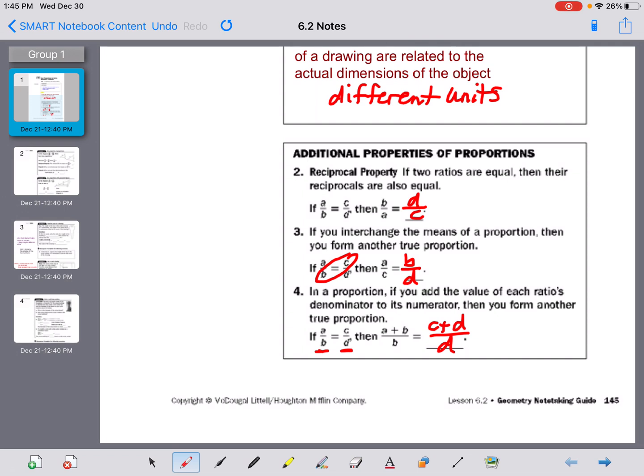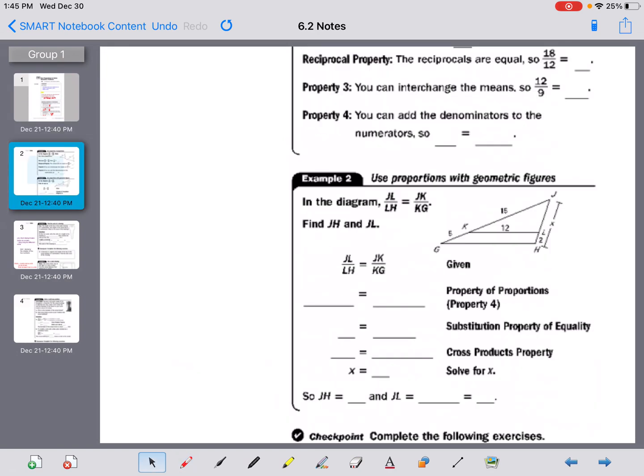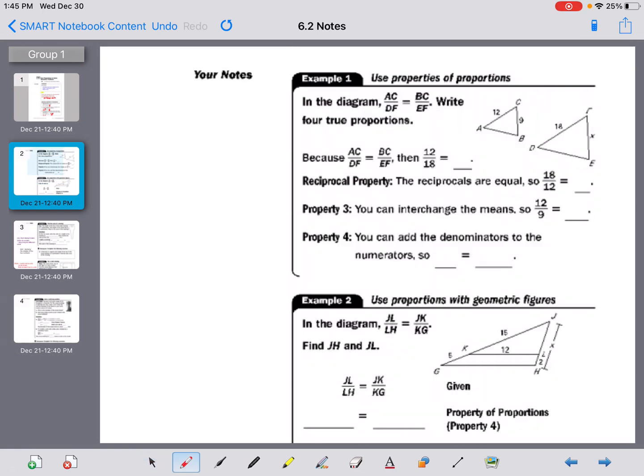Okay, let's look at it with some numbers so you can see that this is going to make some sense, okay? So let's go to page 2. And we're going to look at each of these properties with the same set of numbers. Okay, number 1, they give us a true proportion. They already told us in this diagram, AC over DF equals BC over EF. They already figured out it's true. We don't have to worry about it. So if you see AC over DF, AC was 12, DF was 18, equals BC. Well, BC over here is 9 over EF here, which is X, okay?